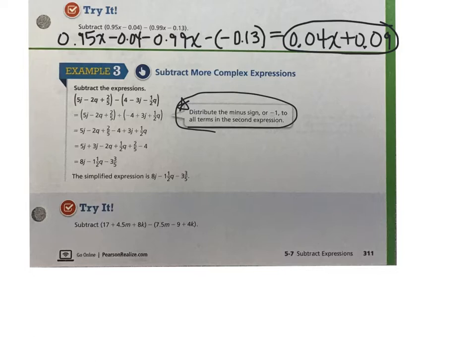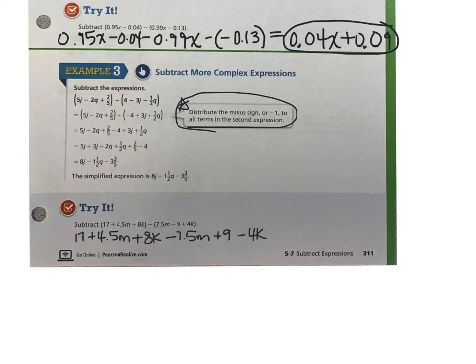Make sure you distribute your negative or your subtraction sign to each of the terms inside the second expression. And then before you try to solve it, come back and check your work to make sure you're on the right track for that second expression. So pause the video while you do that, and then come back and check your answer.